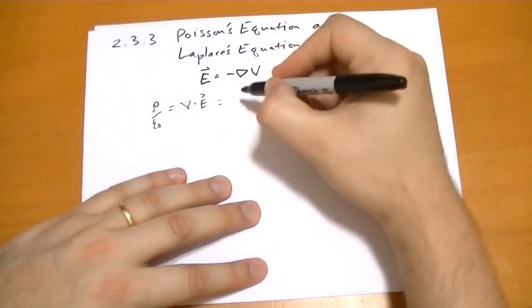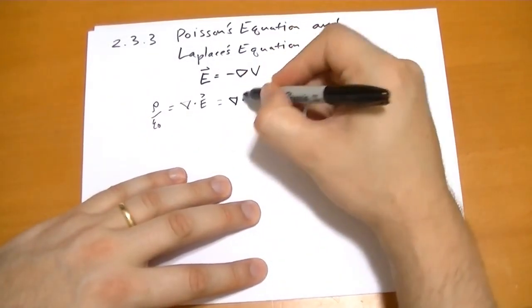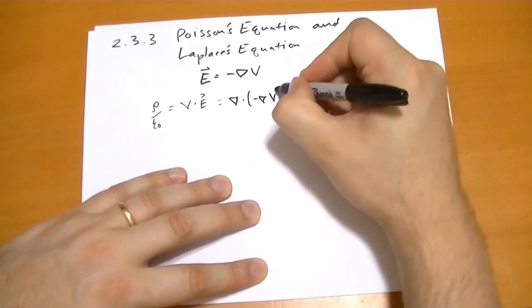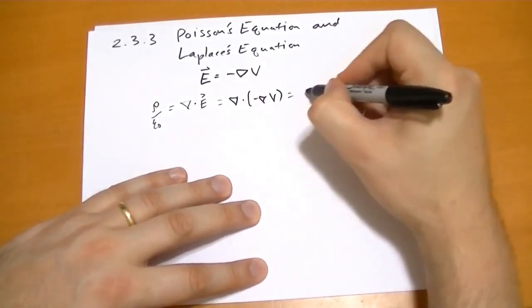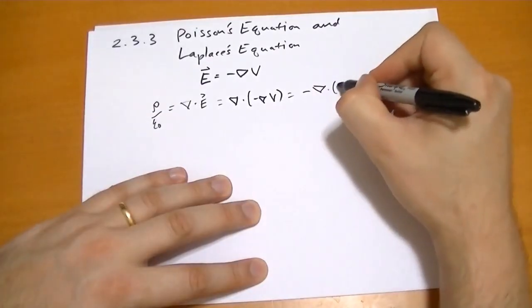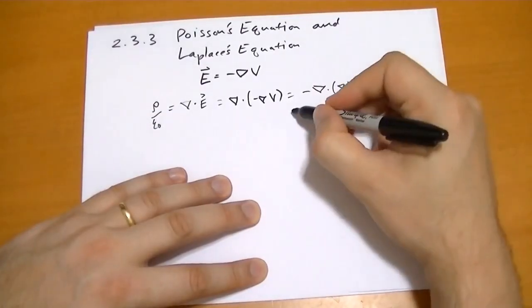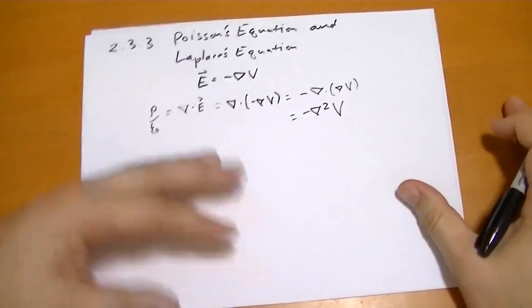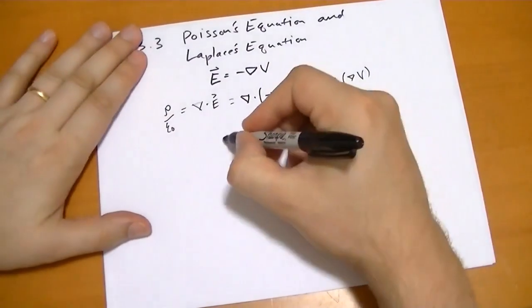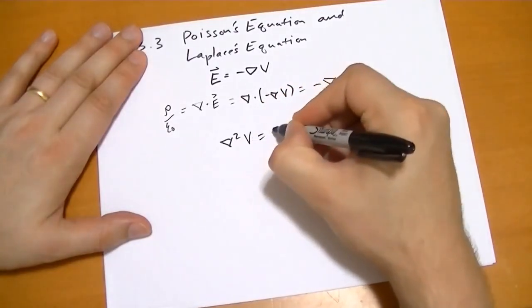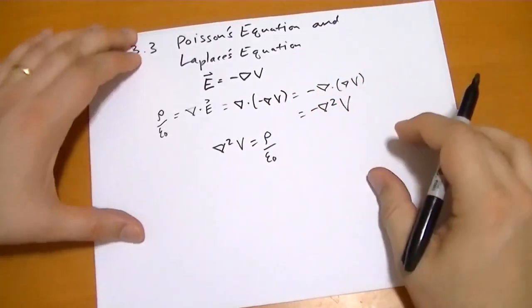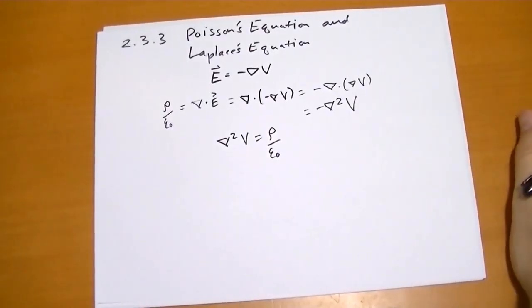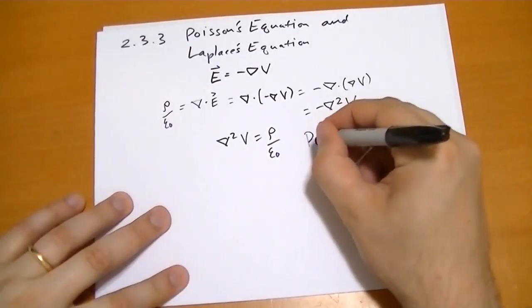And this is also going to be equal to the divergence of negative the gradient of V. So pull that minus sign out. So we have minus the divergence of the gradient of V. So we have basically minus the Laplacian of V. So we get the result that the Laplacian of the potential is equal to minus the charge density in space divided by epsilon naught. And this is known as Poisson's equation.